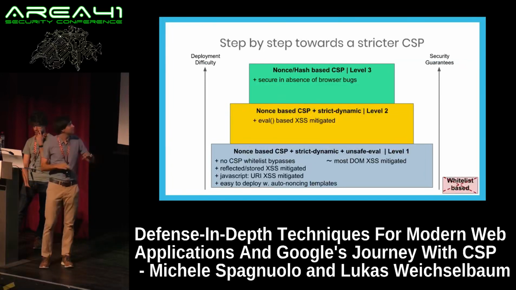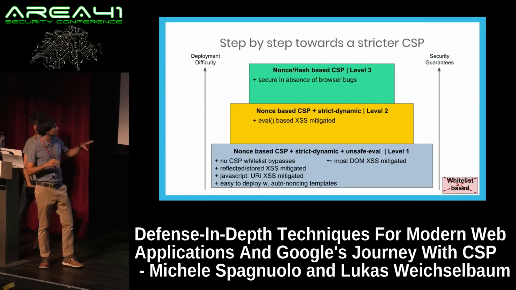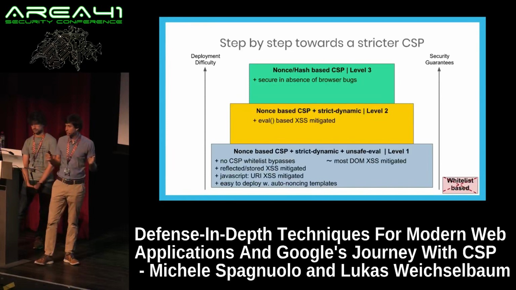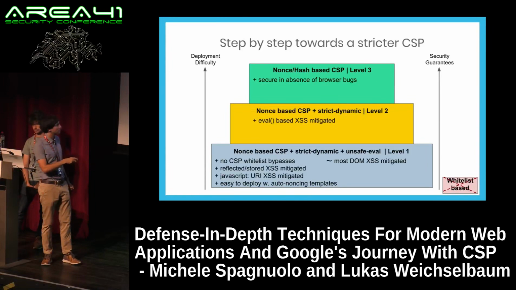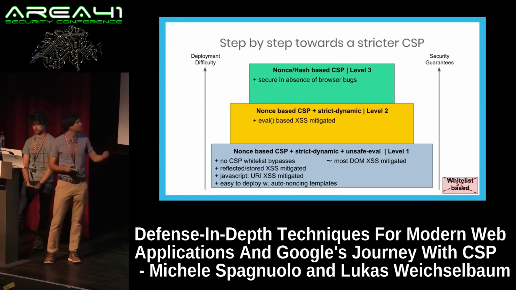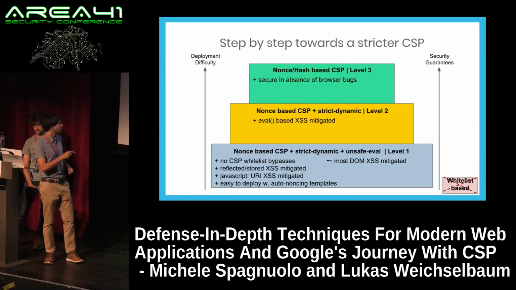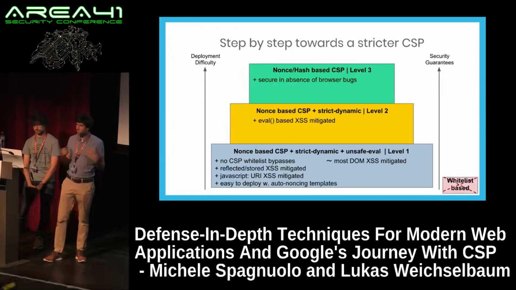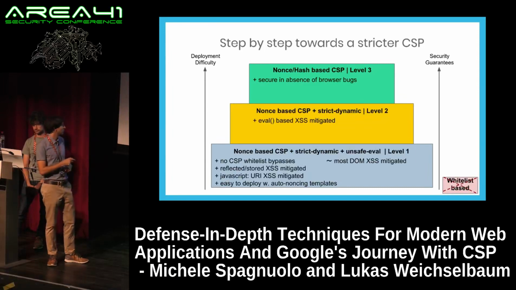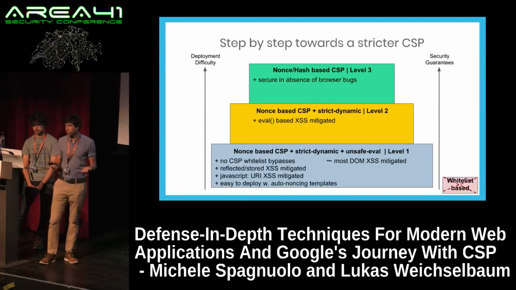So in general, we can basically classify these nonce-based CSPs into multiple levels with multiple security guarantees and multiple levels of difficulty on how hard they are to deploy. So this is easy to deploy and some security guarantees. Whitelist-based CSPs are basically useless, so I basically didn't mention them. But nonce-based CSP with strict-dynamic and unsafe-eval are quite easy to deploy, and they give you quite some interesting security guarantees. So for example, there are no whitelist CSP bypasses. They basically mitigate all reflected and stored XSS, which is a pretty strong guarantee.